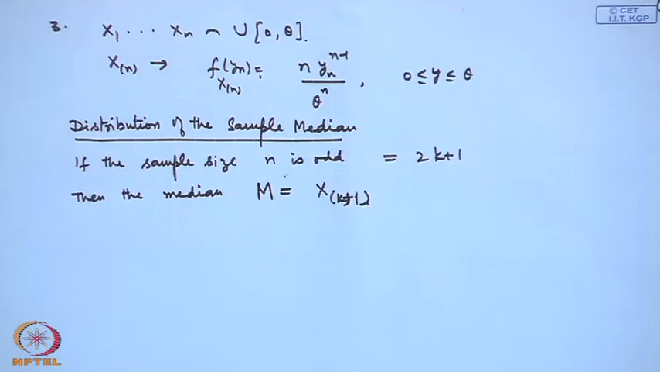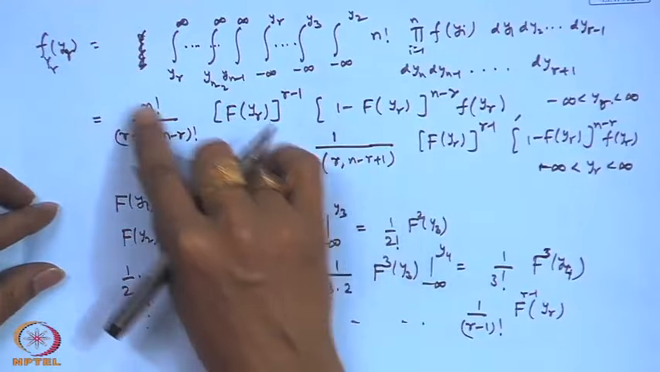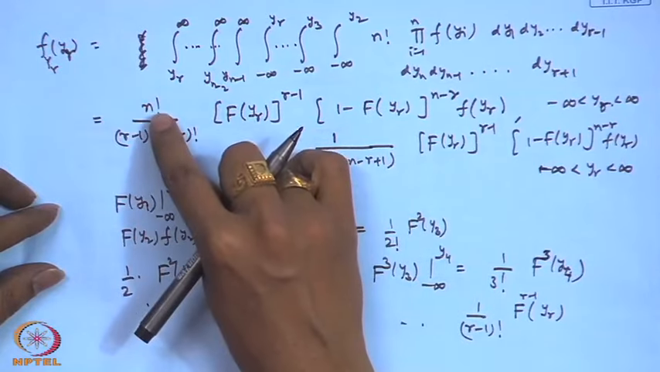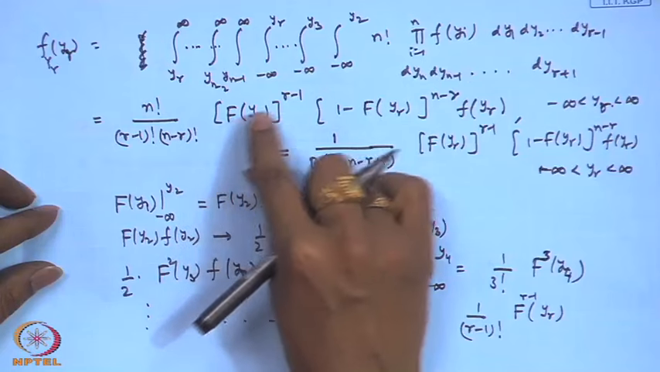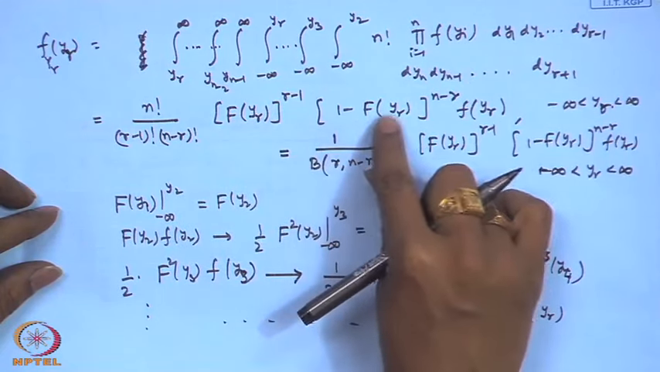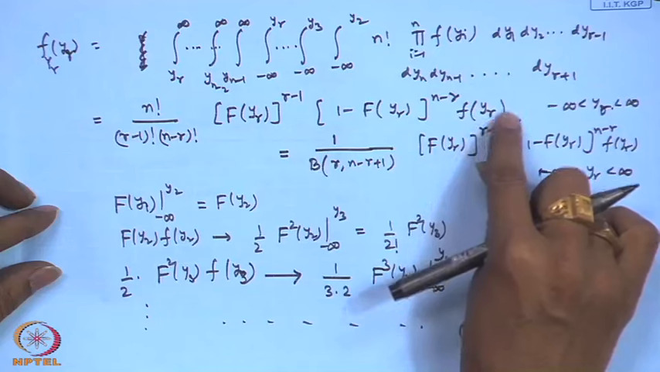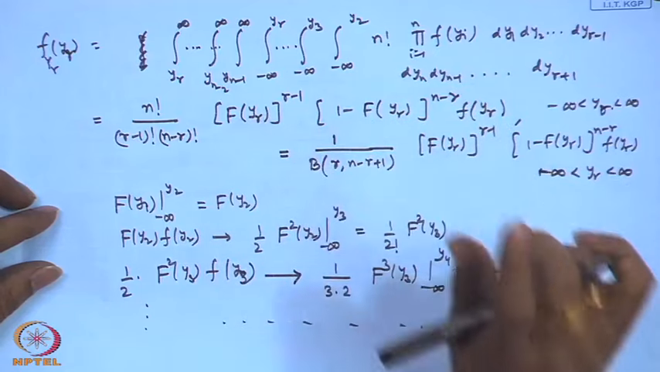So, let me just show it again, where we will substitute the value. If you look at this term here, the distribution of the rth order statistic is obtained as n factorial divided by (r minus 1) factorial (n minus r) factorial, F to the power r minus 1, and (1 minus F) to the power n minus r, multiplied by small f, where capital F is the CDF.